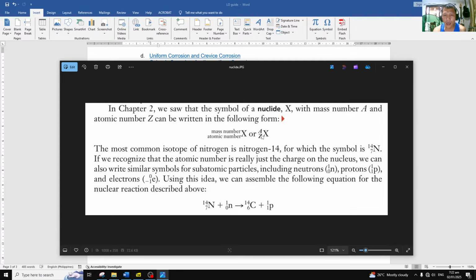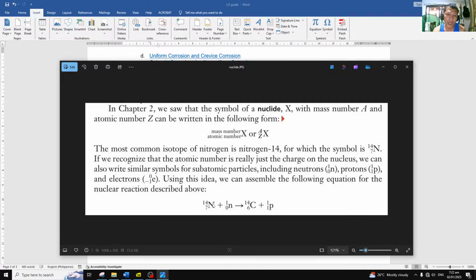Basically, the X here is the variable for any nuclide. The A is the mass number, which is the protons plus the neutrons, and Z is the atomic number. Usually in other books the Z is not included, but here it is. Why? Because Z and X are somewhat repeated. The atomic number will tell you in the periodic table what element it is.